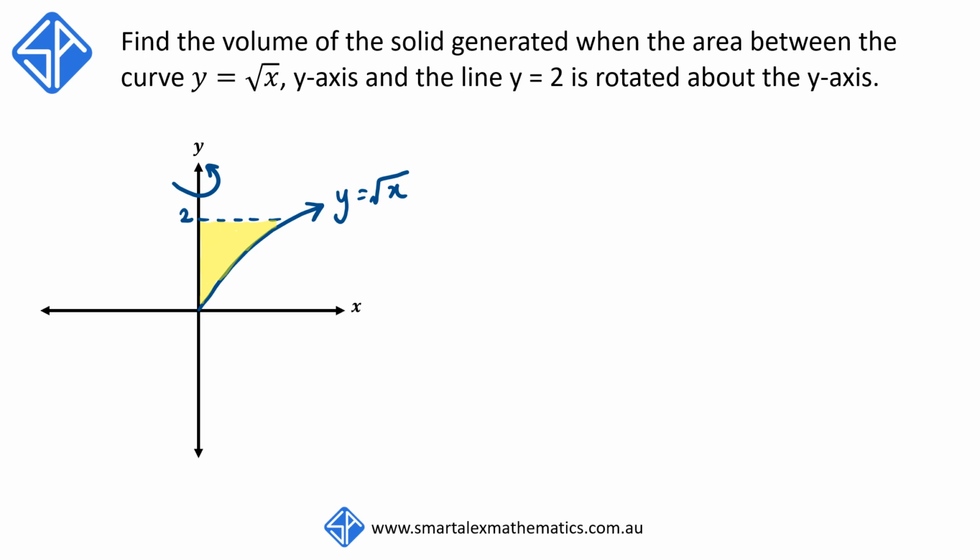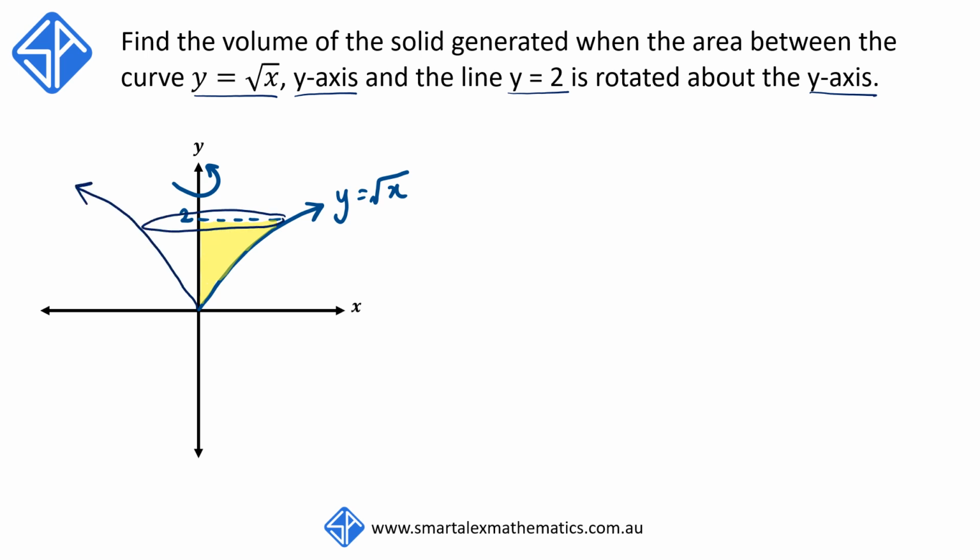For our example, we're going to be finding the volume of the solid generated when the area between the curve y is equal to the square root of x, the y-axis, and the line y is equal to 2 is rotated about the y-axis. This area is given by the yellow shaded region in the diagram. If we rotate this region about the y-axis, then we're going to be able to generate a solid that looks like this.